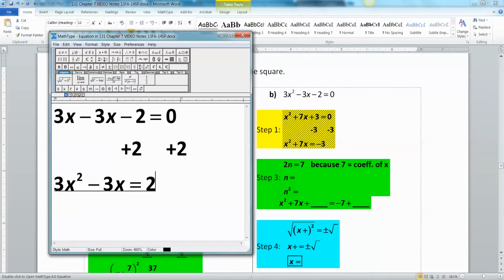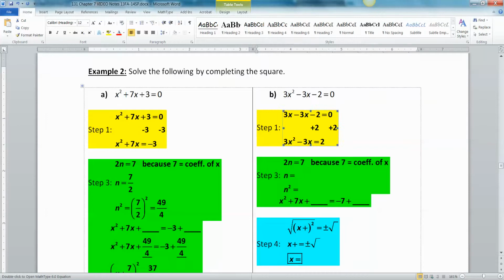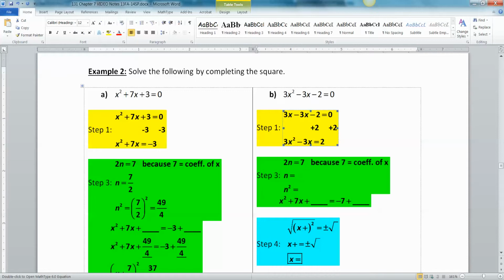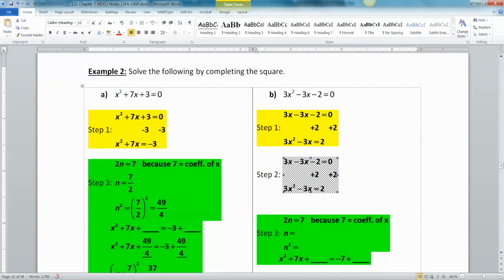Now, for the first time ever, we are going to have to divide to make x squared 1, right? You need your leading coefficient of x squared to be 1. Let's put it that way. So we need a step 2 in here that we've never needed before. So let me take a moment and put that in there.